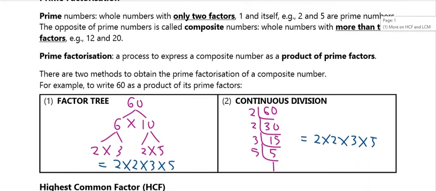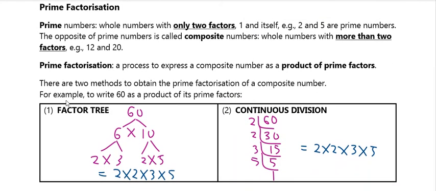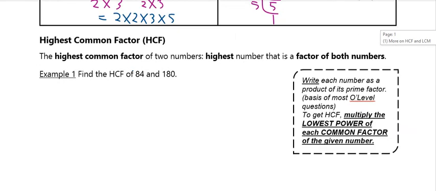There are basically two methods to use when you want to find the prime factorization of a number. You can see the first method, factor tree, and method 2 will be continuous division. Today for the examples I will use one of them or maybe both of them. Okay, let's start with this one.